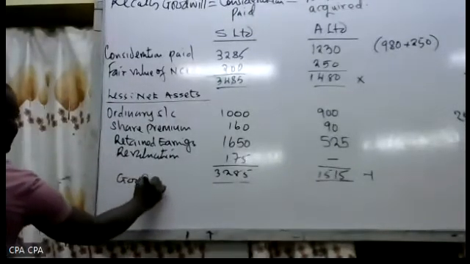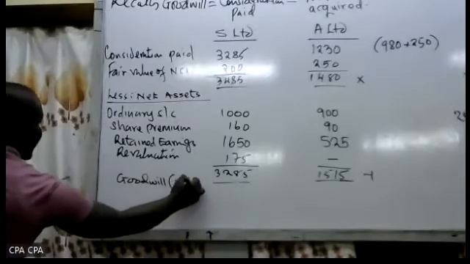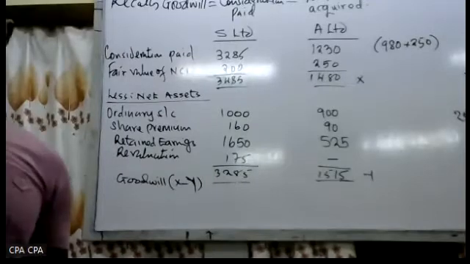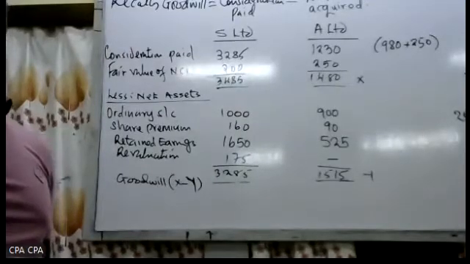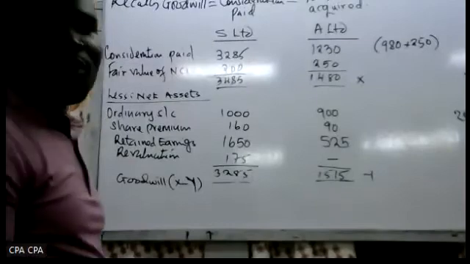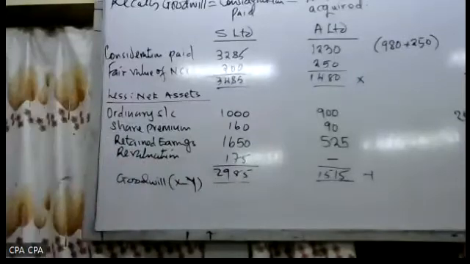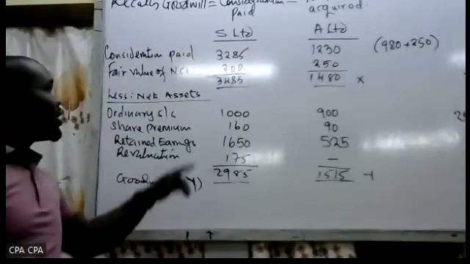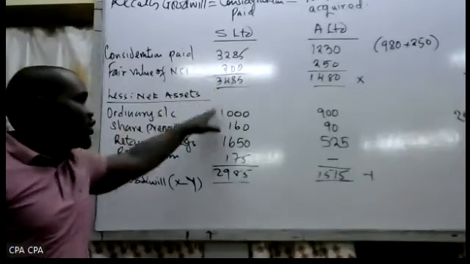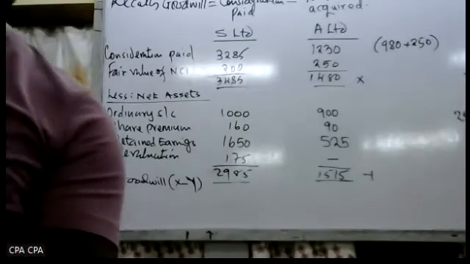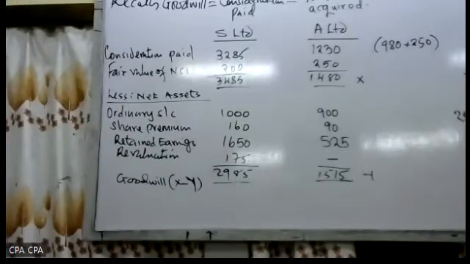Now, goodwill will be the difference. So goodwill will be X minus Y. It is 2985. Yes. So Elizabeth, 2985. So goodwill will be the difference between the consideration and the net asset. So can you subtract? It's as easy as that, imagine. Yes. Not number 2.